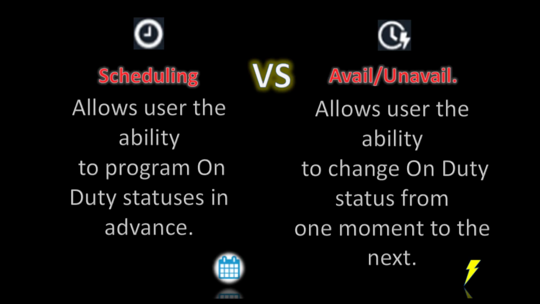Putting in a shift is very straightforward and easy to do, whether you're doing it from the IamResponding website or the application. The biggest thing to remember is that you have two different ways of doing it. The scheduling function allows you to schedule a shift in advance with a designated start time and an end time. The Available/Unavailable function allows you to change your status from right this moment going forwards, and you can change that status in a very dynamic fashion as needed.